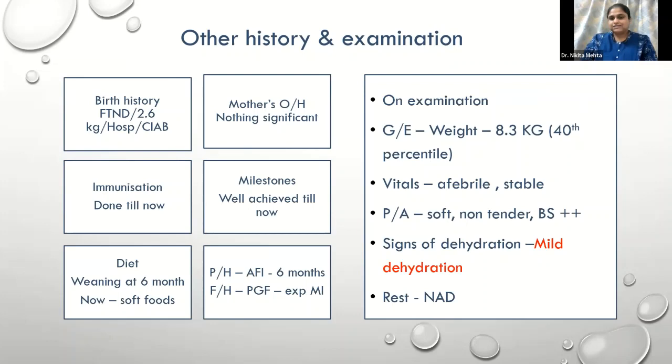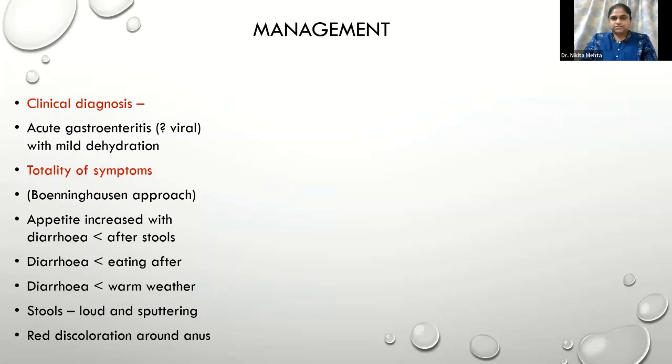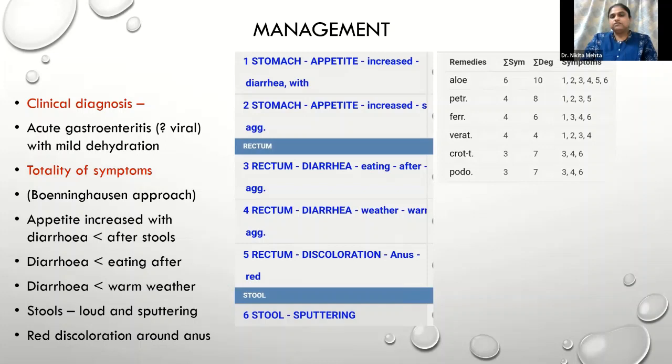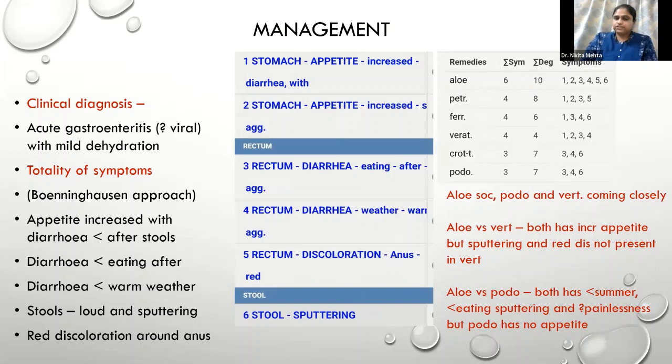So what management is done in this case? Now, clinical diagnosis, it is possibly a viral origin acute gastroenteritis with mild dehydration. And for totality, we took the Boenninghausen approach because characteristic concomitant and modalities were there. So on repertorizing, we see that Aloe socotrina, Veratrum and Podophyllum come up, but Veratrum doesn't cover the red discoloration and Podophyllum doesn't cover this increased appetite. So Aloe was finalized. In this case, susceptibility and posology is high.